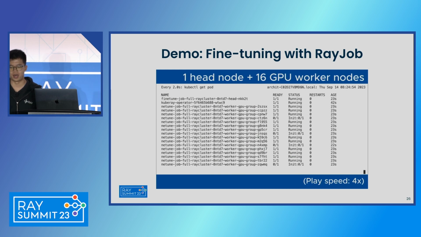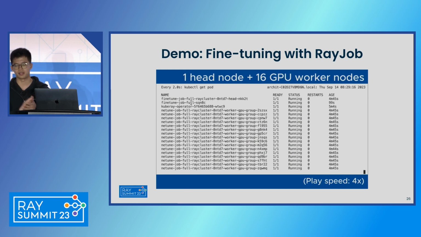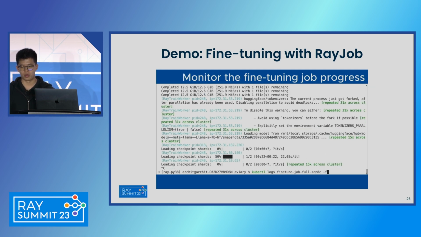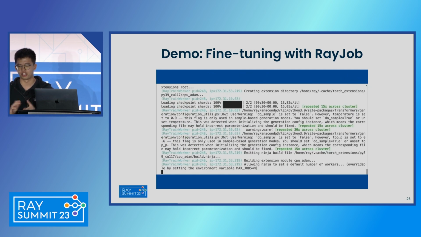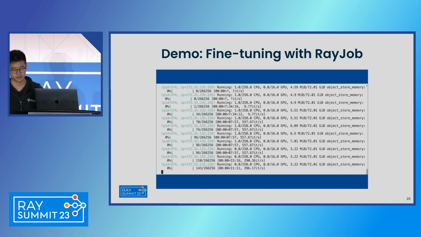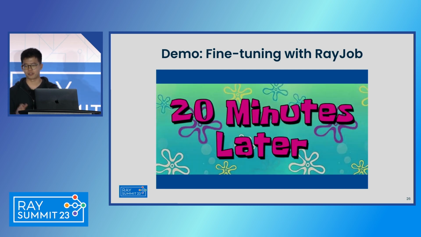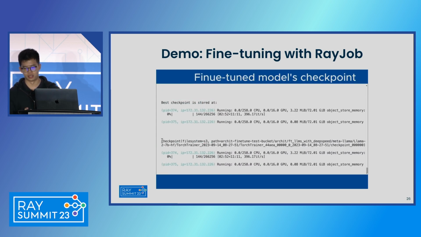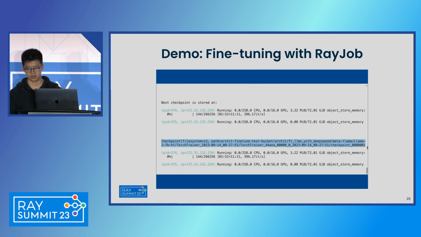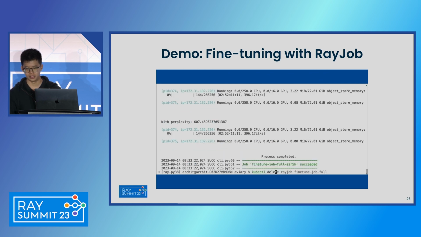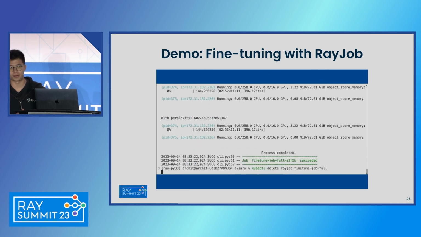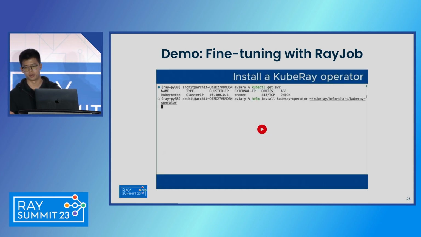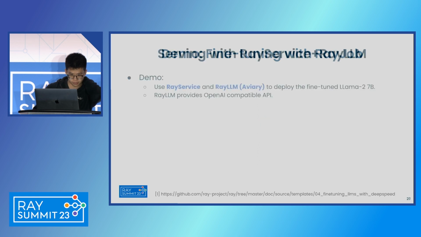We watch the pod, and it has one head node and 16 GPU worker nodes. Then we monitor the fine-tuning job progress. After 20 minutes, it succeeds, and you can see the checkpoint here. Because this is for demo purposes, we didn't configure the auto deletion, so at this moment we did it by ourselves.